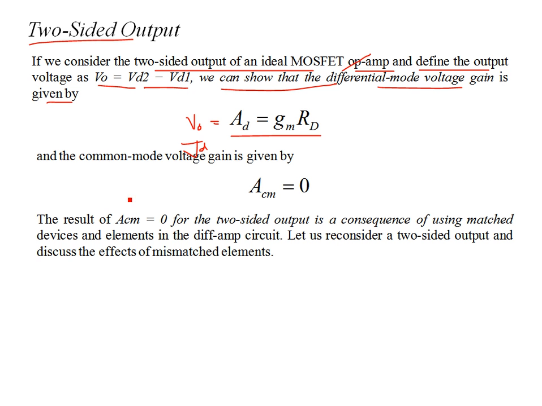Okay. The common mode voltage gain, ACM, is 0. So the result of ACM equal to 0 for two-sided output is again the consequence of using matched devices and elements in the differential circuit.